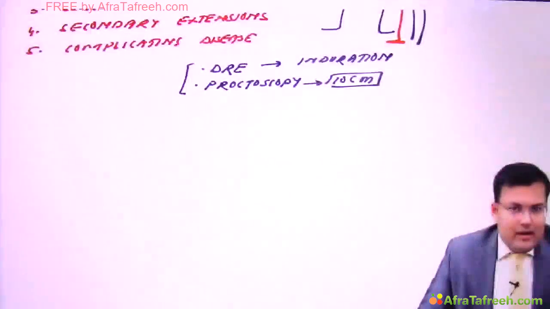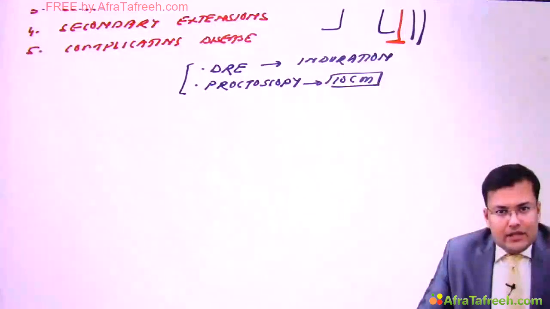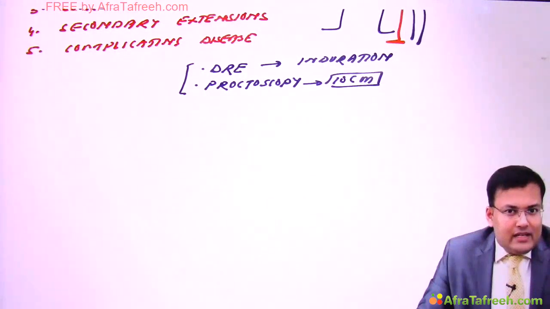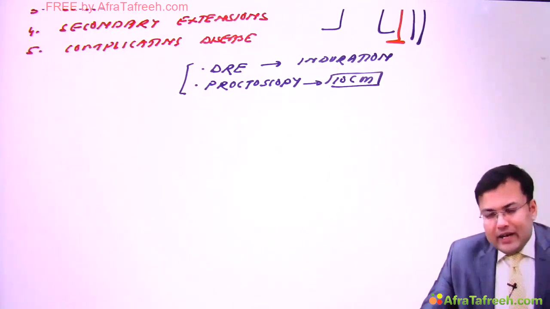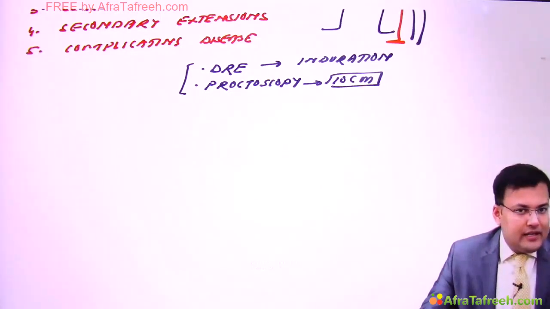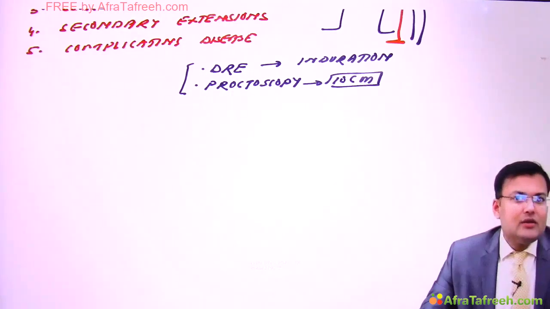So that's why Goodsall made the rule, and according to this rule, on the basis of external opening, we can easily localize the internal opening. So Goodsall's rule is used to indicate the likely position of internal opening on the basis of external opening. Okay, so see what is Goodsall's rule.